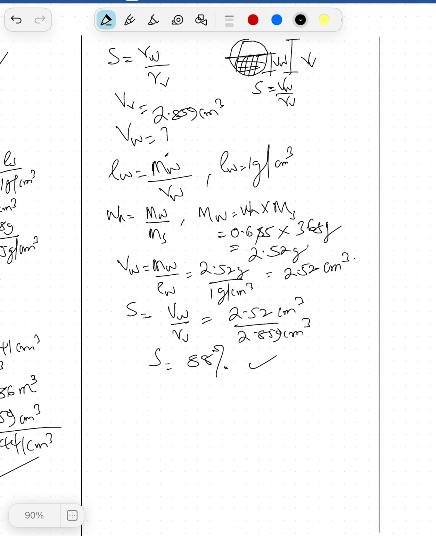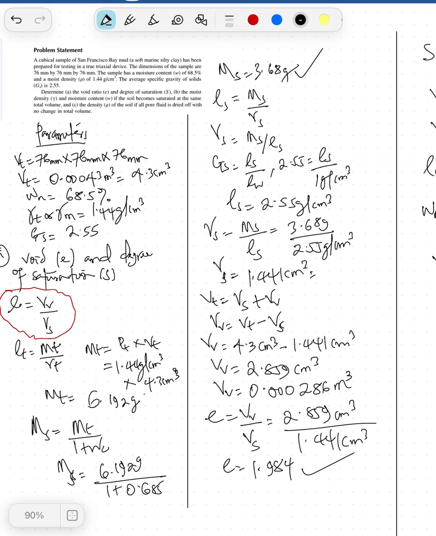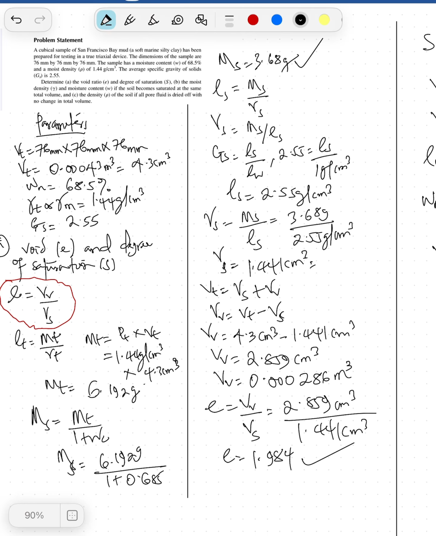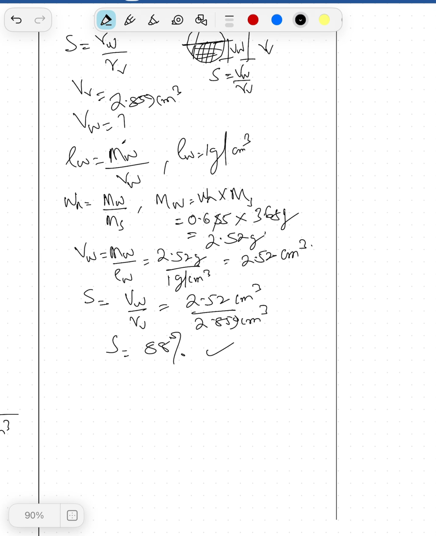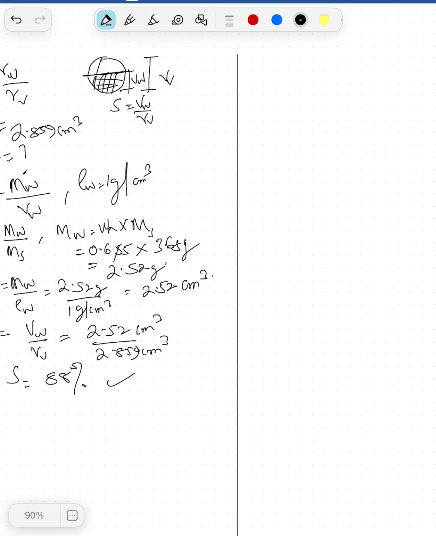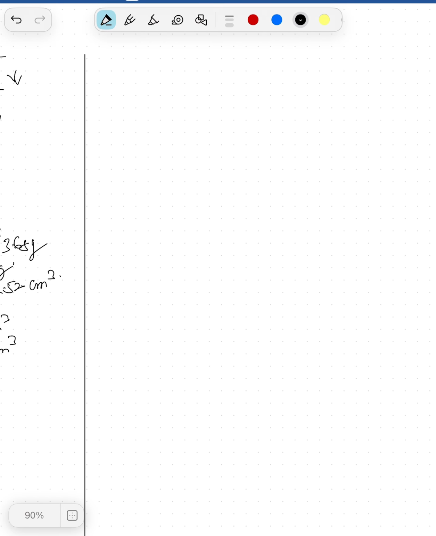The first one is talking about void ratio. So let's see how we can solve this alternatively.